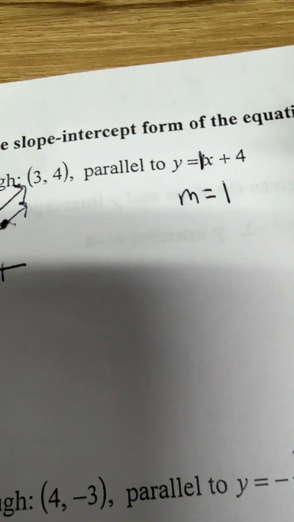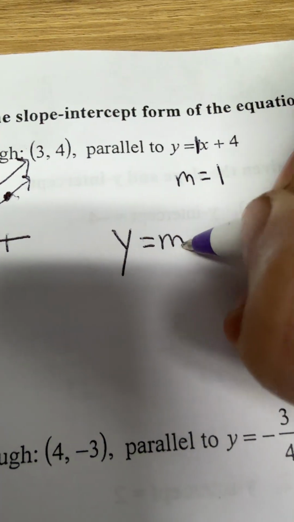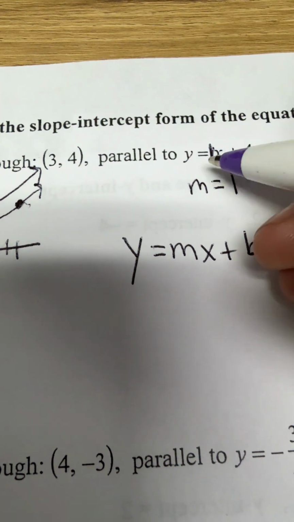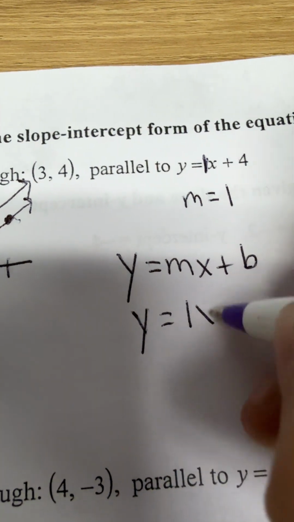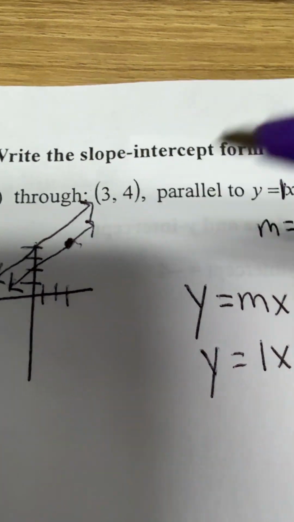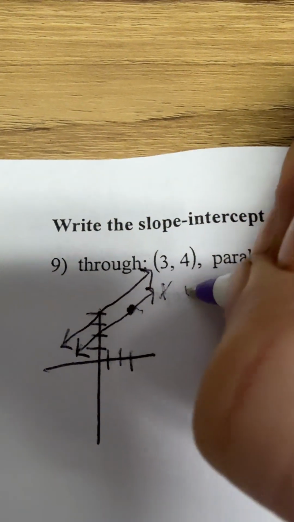So what I'm going to do is I know my equation is y equals mx plus b. I know my m is 1. I know that because I'm trying to be parallel to that line. So I've got y equals 1x plus b.